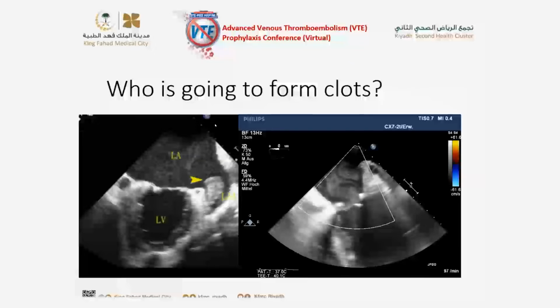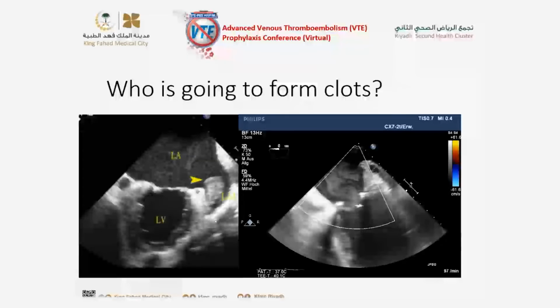On the left side here, you can see the same thing. So this is a TEE again, showing you the left atrium. And in here, this black chamber or this black appendage is the left atrial appendage. And inside it, the bright colored thing with an arrow is a thrombus in the left atrial appendage.